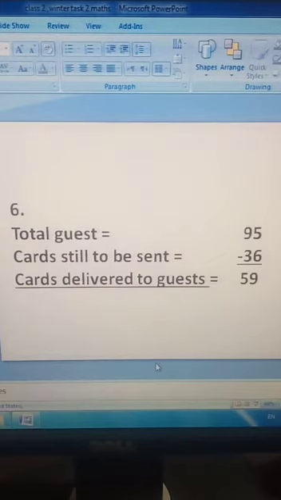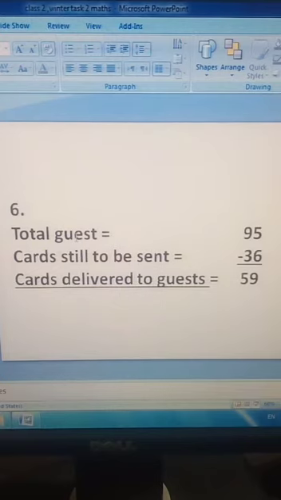Now students, come on question number 6. Here 36 cards are still to be sent to guests invited to the annual school function. And the person named Sohail, he has 36 cards which he will deliver to the guests. In all, 95 guests are expected. If the expected guests will be 95, how many cards have already been distributed? So here we will find out how many cards he already distributed.